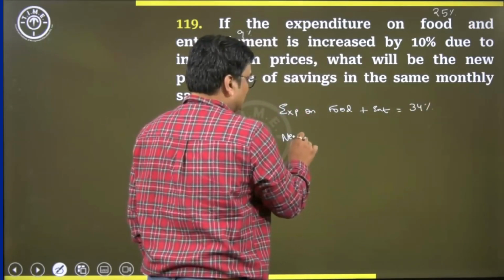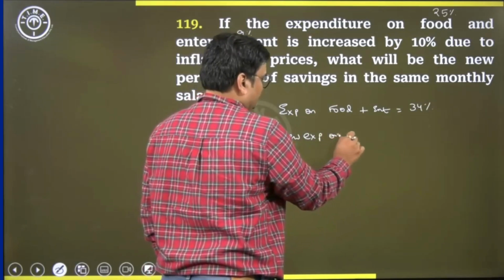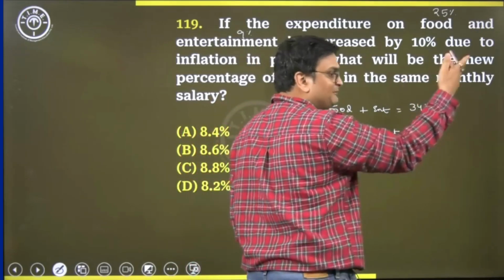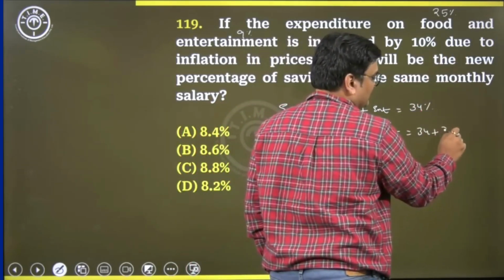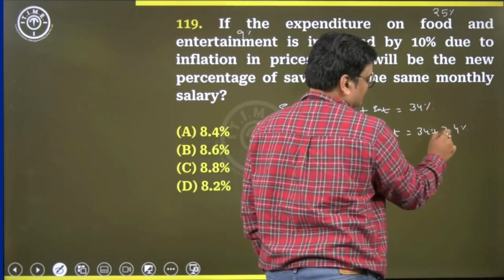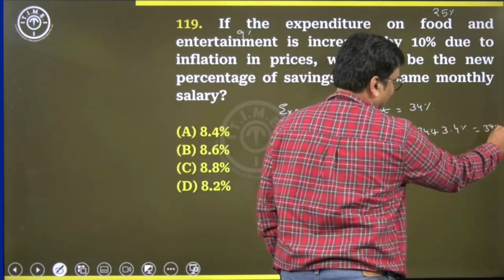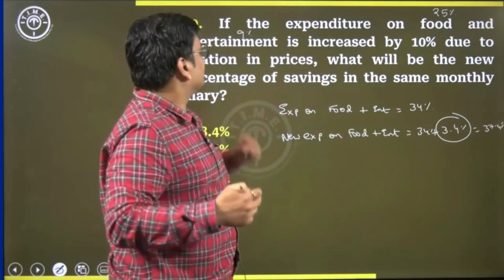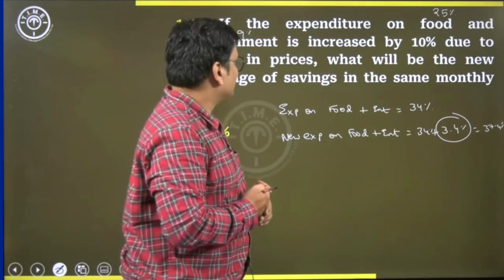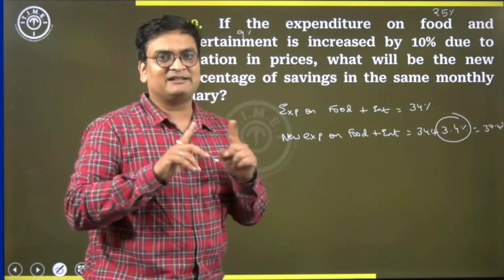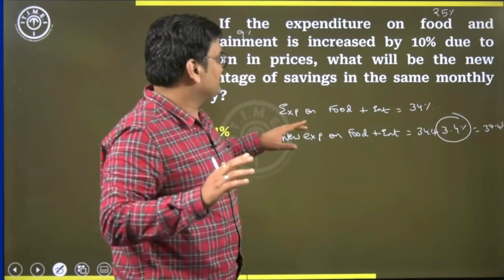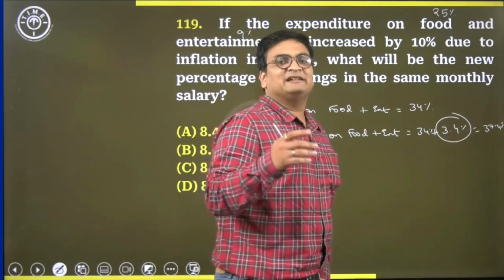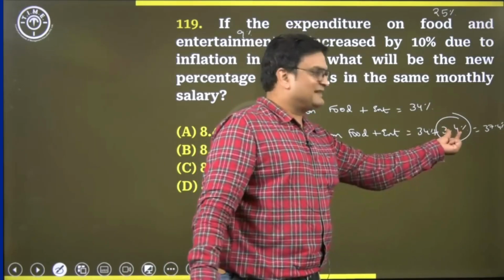Now, new expenses on food and entertainment will be going up by 10%. So it will be 34 plus 10% of this, which is 3.4%, which is 37.4. Now please note, whatever this excess expenses that are happening, he says further, what will be the new percentage of savings in the same monthly salary? Monthly salary is not changing. Other heads are also not changing. Now, if this component increases by 3.4%, can I say savings value should decrease by exactly the same amount?